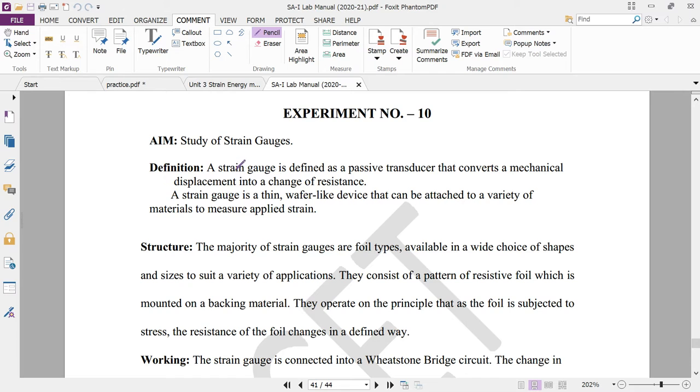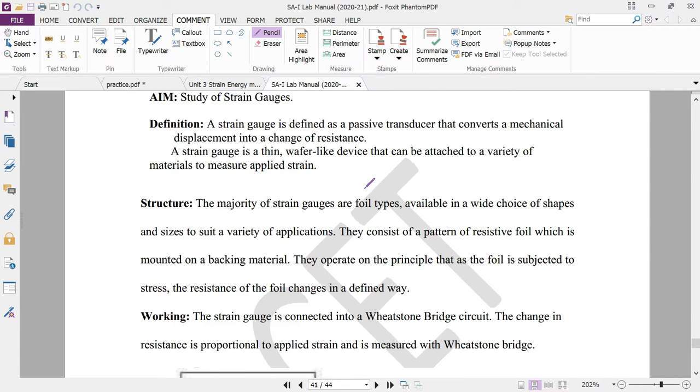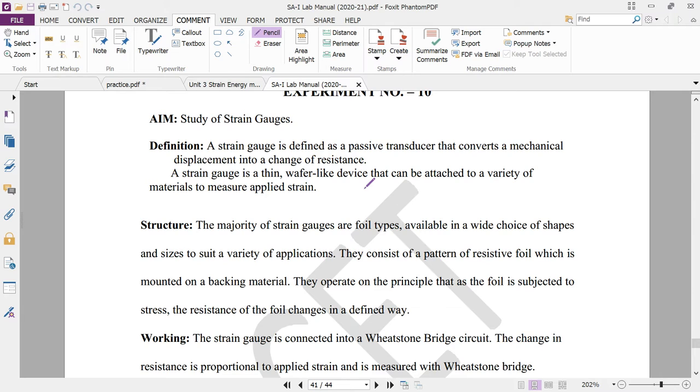By definition, it is nothing but a passive transducer that converts a mechanical displacement into a change of resistance. I think this type of strain gauge you have already studied in your physics. This is similar to that one, but the application this time is in civil engineering. The strain gauge is a thin wire-like device that can be attached to a variety of materials to measure the applied strains.